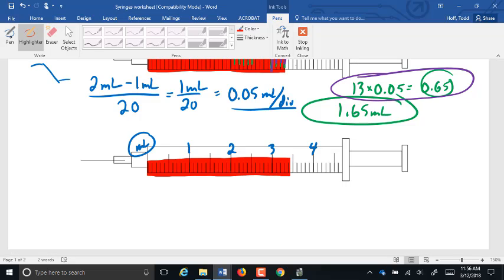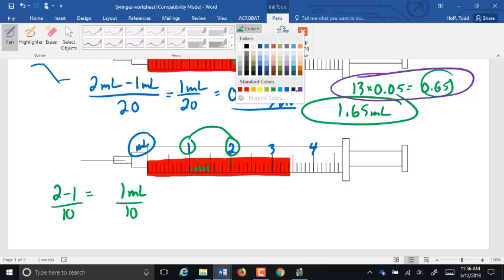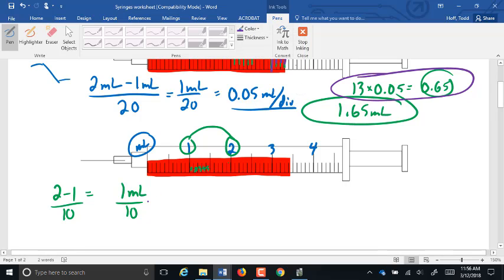So now our first step is to figure out what each division stands for again. Well, again, we're going to go from here to here. That's 1 milliliter of range, the 2 minus 1. Then we're going to count our divisions. So we've got 1, 2, 3, 4, 5, times 2 would be 10. So that's 10 divisions covering that 1 milliliter range. 1 milliliter divided by 10 is 0.1 milliliters per division.